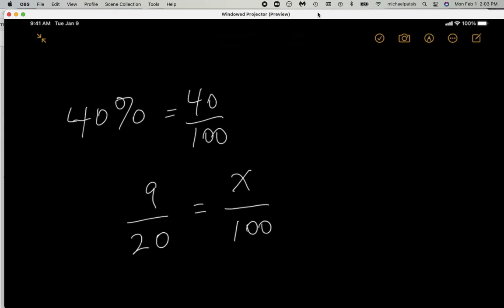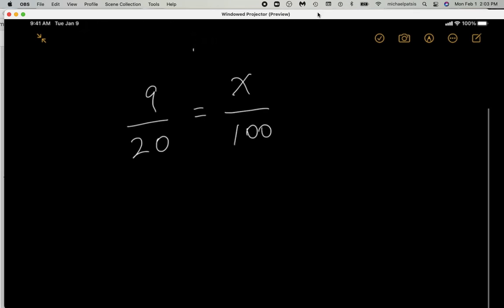We figure out what x is. Once we have x over 100, then we can get our percent. We have two fractions separated with an equal sign. We are going to cross multiply. First step in cross multiplication is don't forget your equal sign.